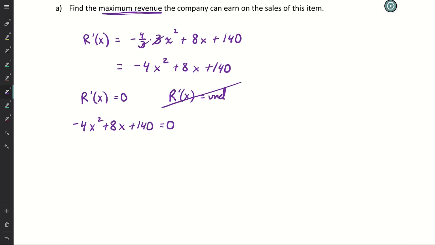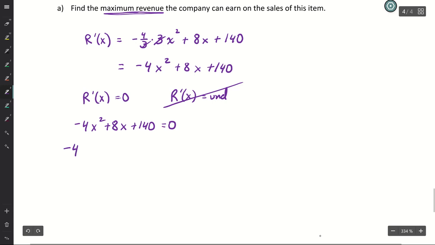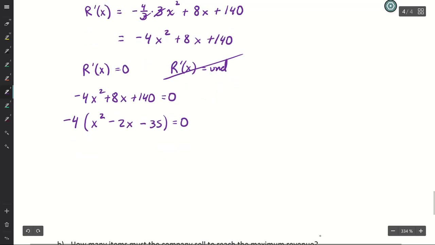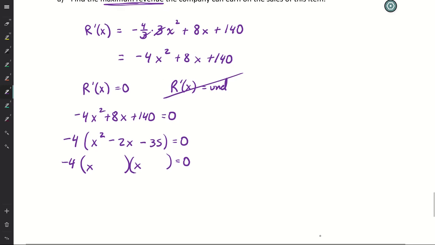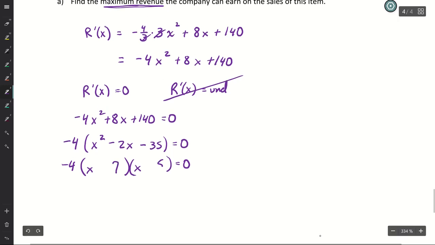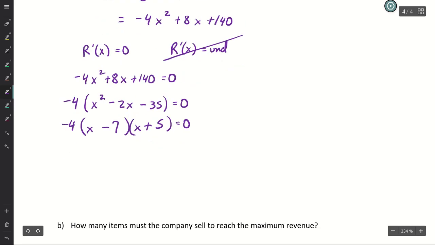Notice here we can factor out, I believe, a -4. So that'll give us an x squared minus 2x, and then this will be -35. And then let's see if we can factor this. So this will be an x and an x, and then factors of 35 that would add or subtract to 2. We could use a 7 and a 5. The 7 would need to be negative, the 5 would be positive to get the negative 2 in the middle.